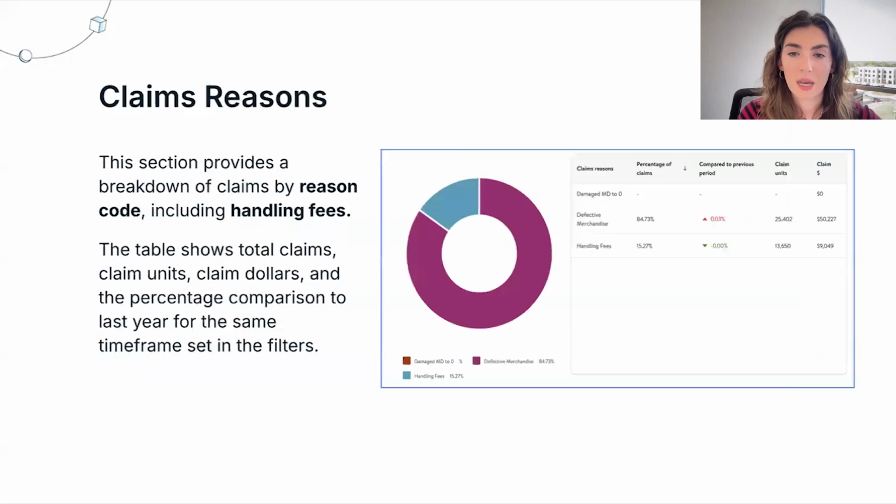You can also see claim reasons, and this is broken down by reason code, which is really nice. You can see these are the claim reasons. They don't have the number particularly attached here, but we can go through that as well. Those all have code numbers that may come through APIs, so I can explain that in further detail if needed. But you can see you've got handling fees, defective merchandise, and then damaged merchandise that's unable to be used. This table shows total claims, units, dollars, and then the percentage comparison to last year, which is really cool to see how you're performing compared to last year.